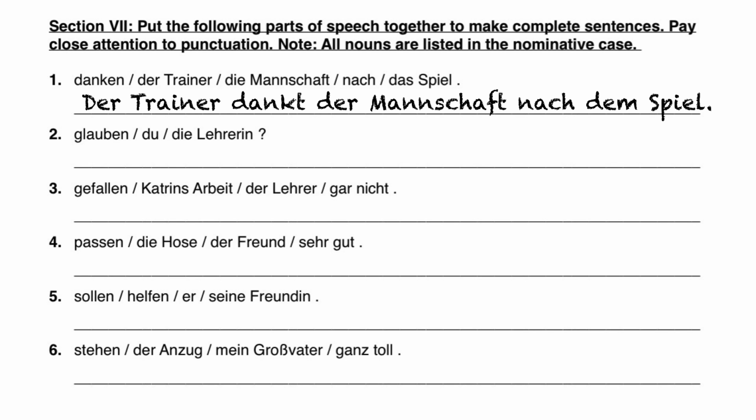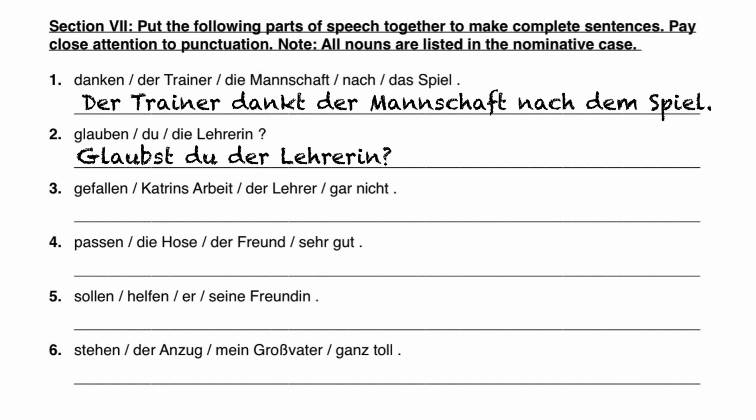Nummer 2. Here we have a question, and so we have to have the question word order with the verb first, then our subject, and then the object. So we want to say, do you believe the teacher? Glaubst du, that's your subject and verb. Glaubst du der Lehrerin? Do you believe the teacher? Notice that it's der Lehrerin, even though it's a feminine noun. That's because it's the object of a dative verb.